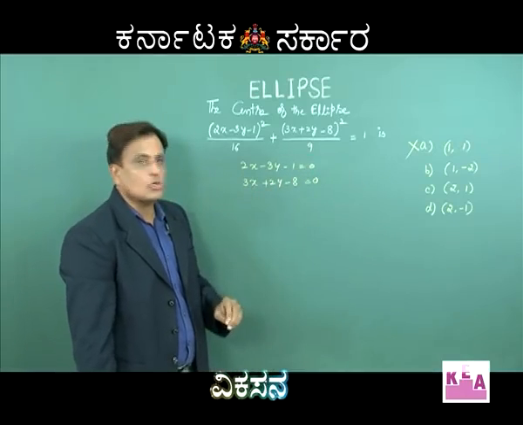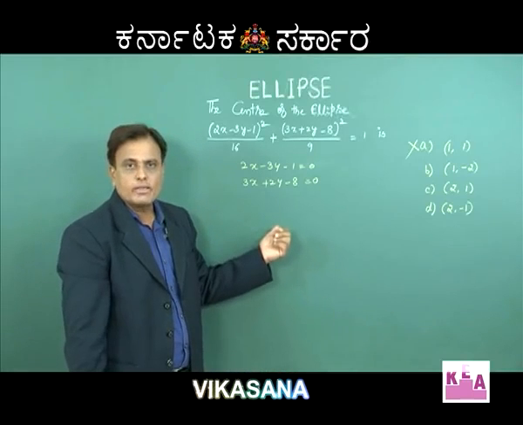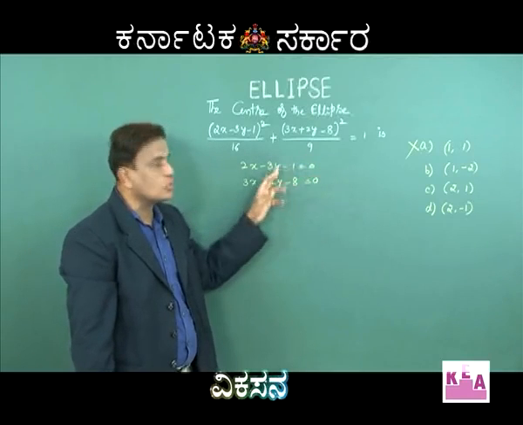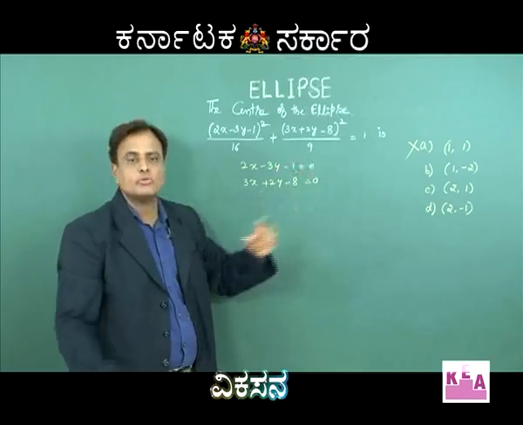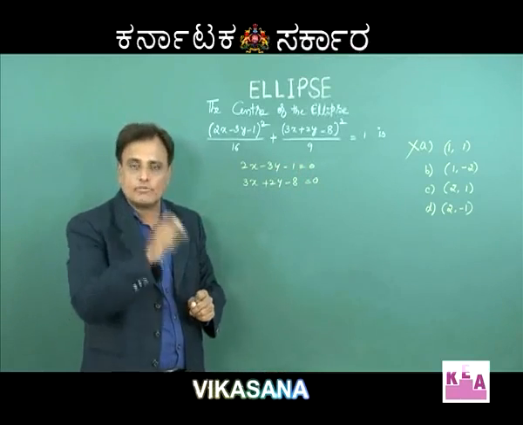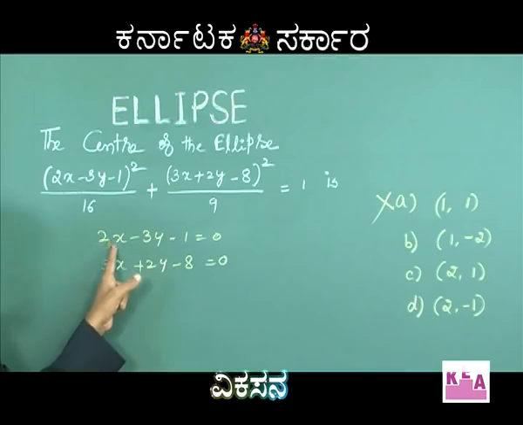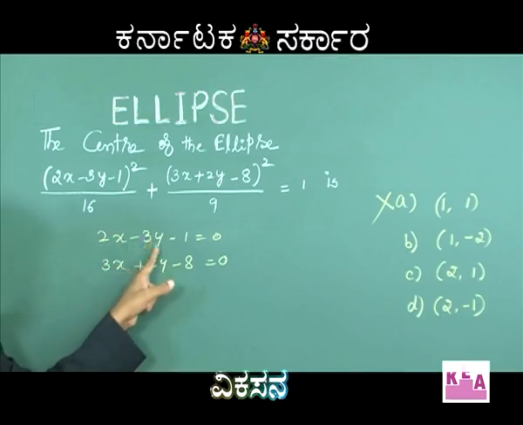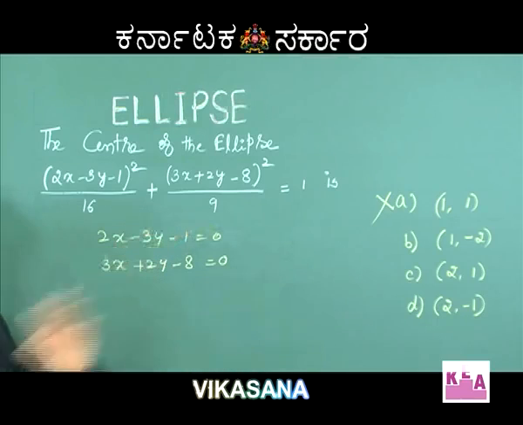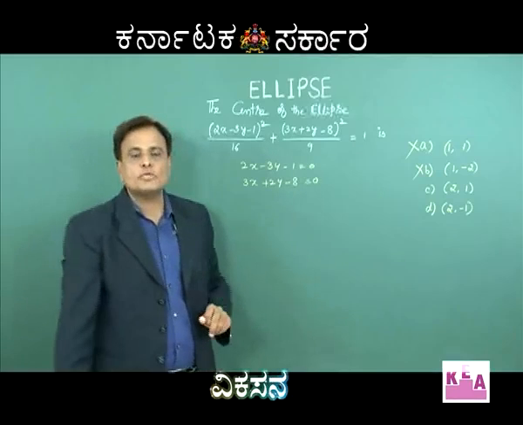Now 1 comma minus 2, option B, we check it out now. Why? Because we do not want to solve these equations; afterwards, take it as homework and solve it, confirm it. It is better to check this way, because the point of intersection means the point is common to both the lines. It should satisfy both equations. 2 into 1, 2 plus 6, because y value is minus 2, 2 plus 6, 8 minus 1, 7 is equal to 0, not correct. So straight away we rule out option B also.